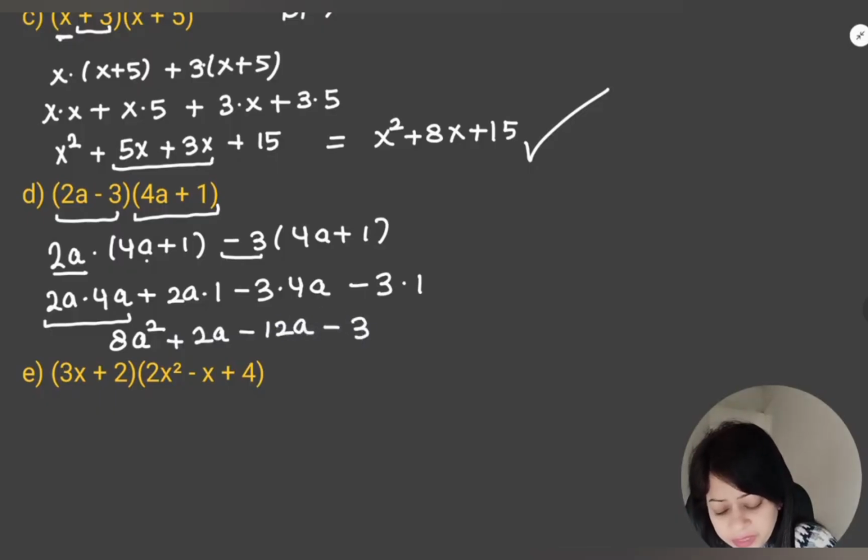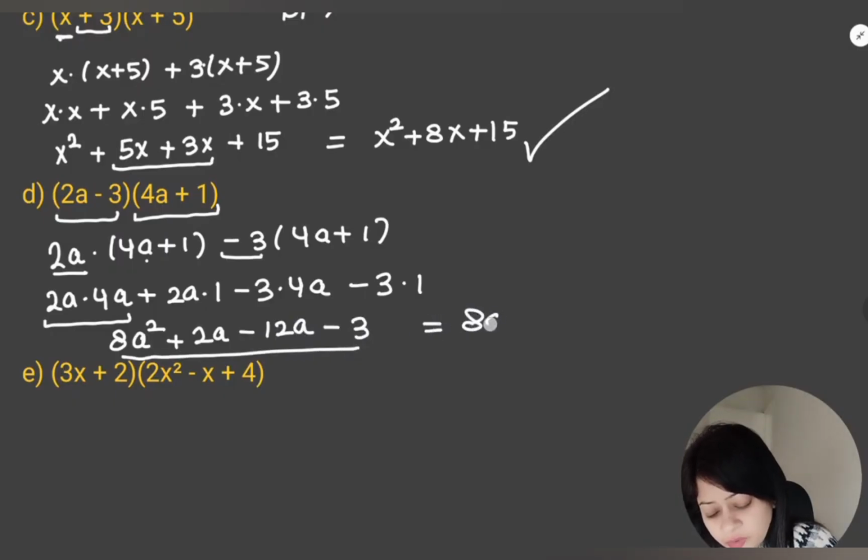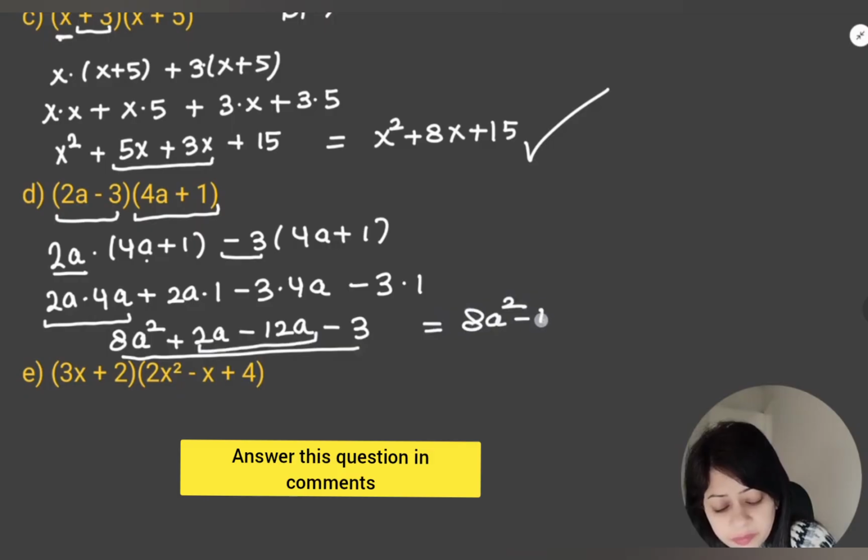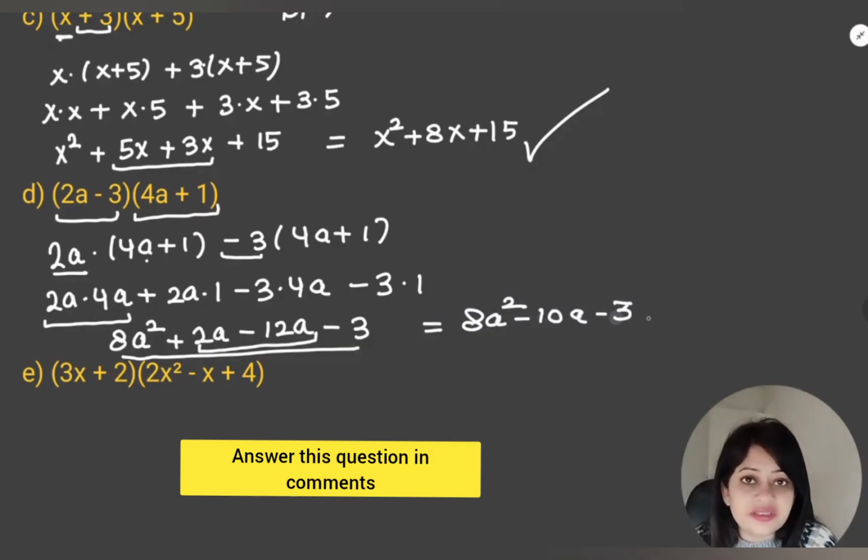Can you simplify this further? Yes. It will become 8a square. What is 2a minus 12a? It is minus 10a, minus 3. This is our answer. Okay.